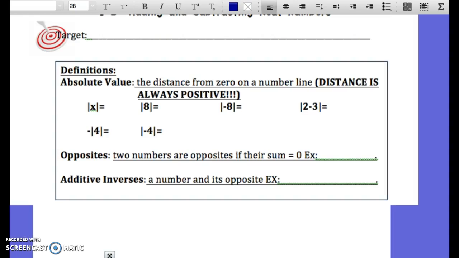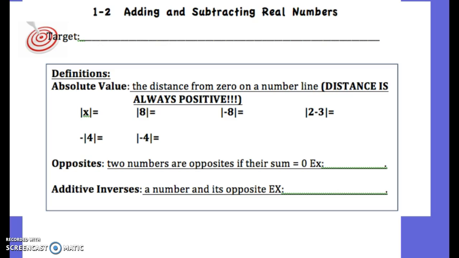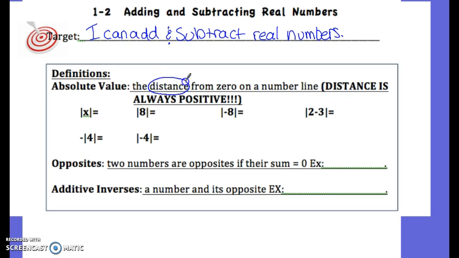All right, we are going to be talking about 1-2, which is adding and subtracting real numbers. So your target is: I can add and subtract real numbers. First thing we're going to talk about is this thing called absolute value. It is the distance. Think about distance. Distance is always positive from 0 on a number line.